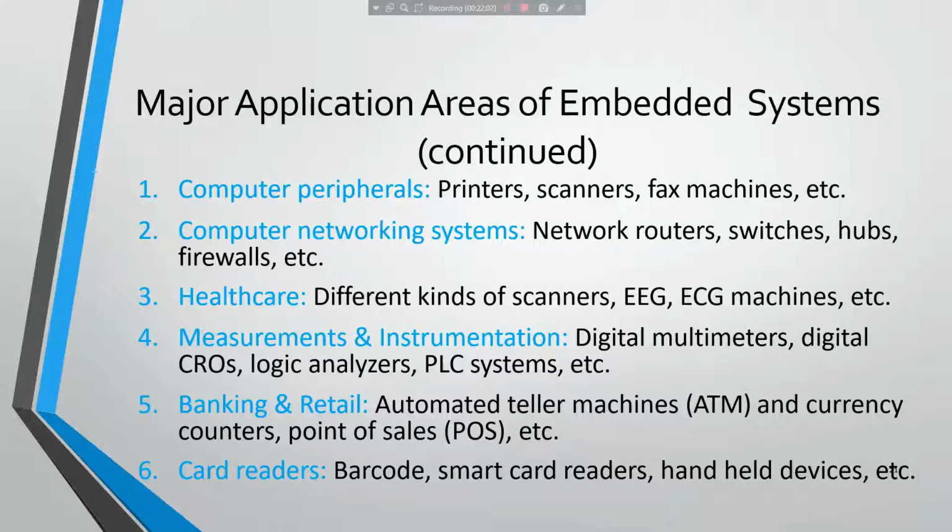So there are more applications of embedded systems in different areas. You can also see them in banking and retail, like the automated teller machine. We all know it is an ATM, right? ATM full form is automated teller machine. And currency counters, point of sales, POS, etc. And also card readers, barcode and smart card readers, handheld devices, etc. These are the embedded systems applications in different fields.